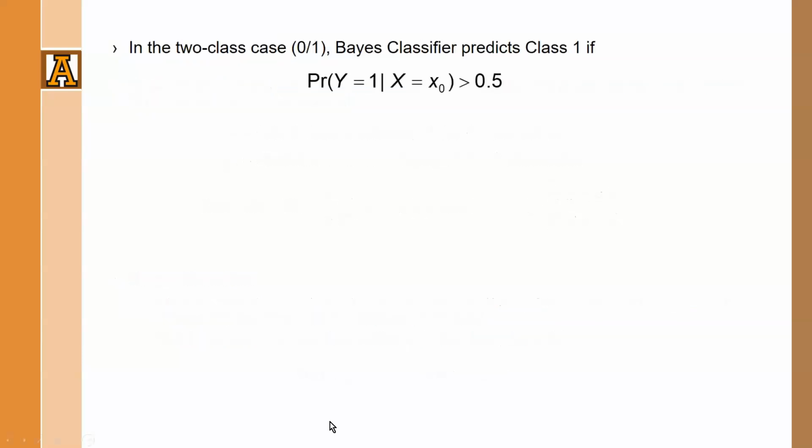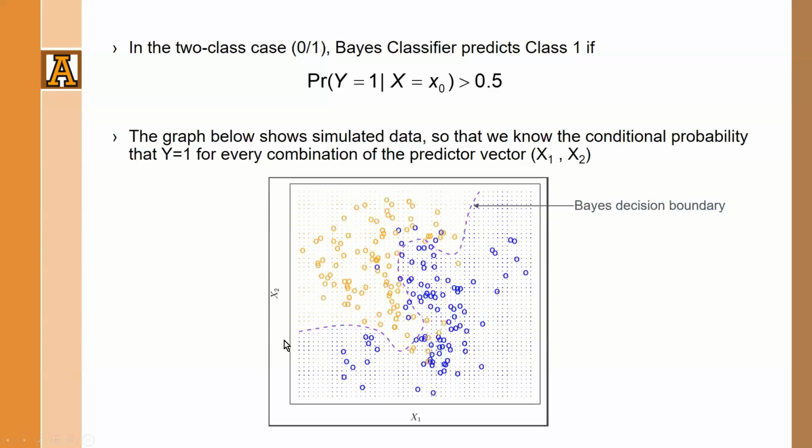That's Bayes classifier. In the case of 2 classes, Bayes classifier predicts class 1 if the conditional probability that the response is 1, it's a success, given that the values of the predictors are given by x0, which is a vector, right, with the p predictors that we have, is greater than 0.5. This is the case with 2 predictors, X1 and X2. And we have mentioned that Bayes classifier is the one that minimizes the misclassification rate.